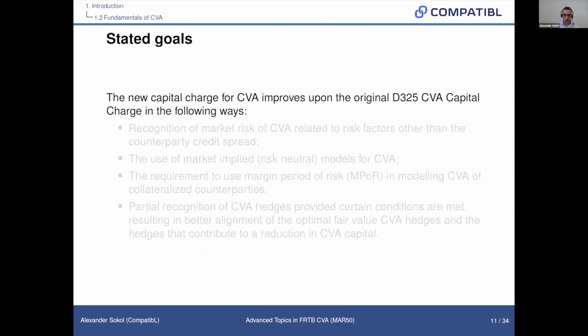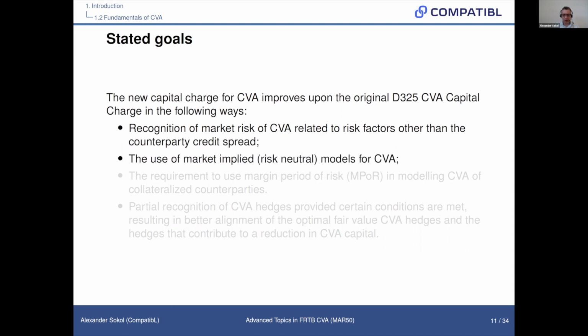Okay, now the stated goals, right? So what are the goals of the new capital charge for CVA? Well, some goals. First of all, there's recognition of market risk of CVA related to risk factors other than counterparty credit spread, right? So that's the improvement that occurred between the initial proposed regulation, or consultative document, and the final framework.